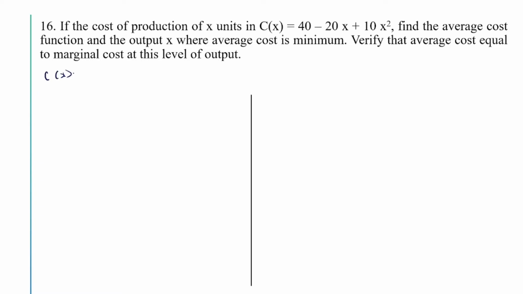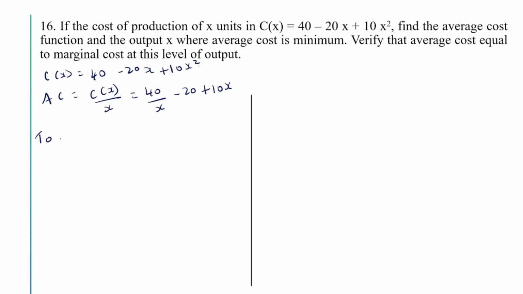So C of x is given as 40 minus 20x plus 10x square. So average cost is C of x divided by x. So it is equal to 40 by x minus 20 plus 10x. Now we have to minimize the average cost. So to minimize, average cost is equal to 40 by x plus 10x minus 20.